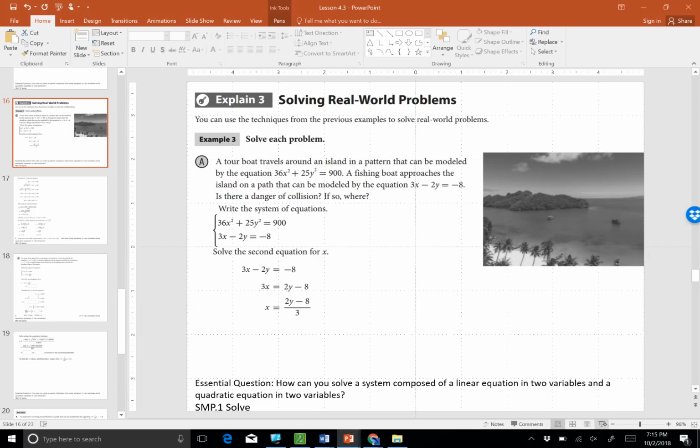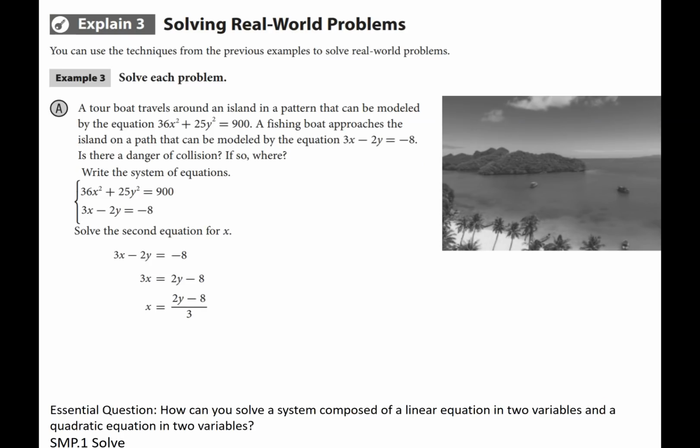Okay, so we're going to continue with our systems of equations again today. We're going to look at Explain 3, which is on page 193. We're going to try to get through these 3 or 4 examples in the class period. It's the exact same thing we did yesterday. So we're basically doing the same type of problems. We just have to find them inside the word problem, and that's really it.